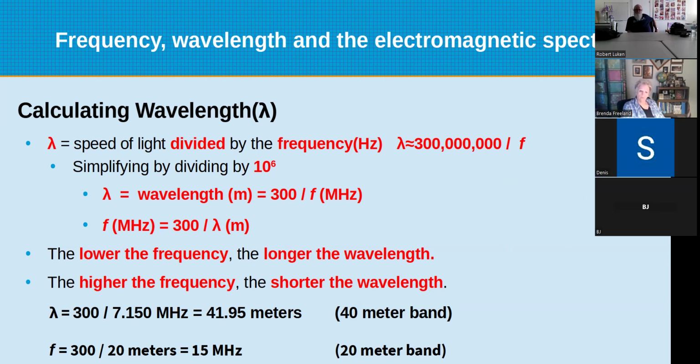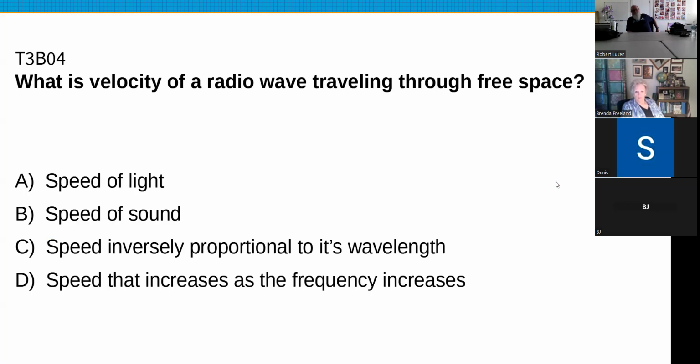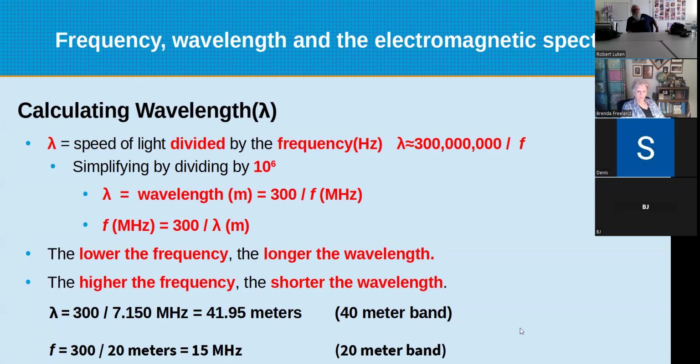And again, the lower the frequency, the longer the wavelength, the higher the frequency, the shorter the wavelength. I highlighted those because it's an exam question. Example: the wavelength for a typical 40-meter frequency, which I picked 7.150, kind of in the middle of the band there, would come out to 41.95 meters.